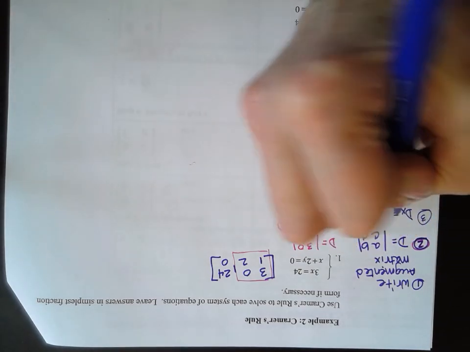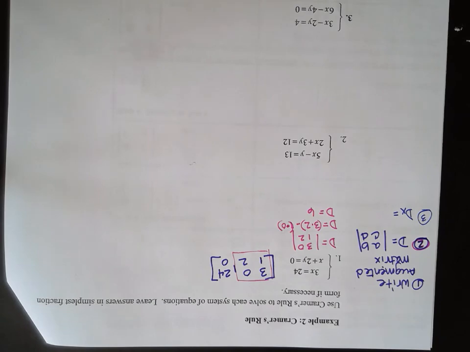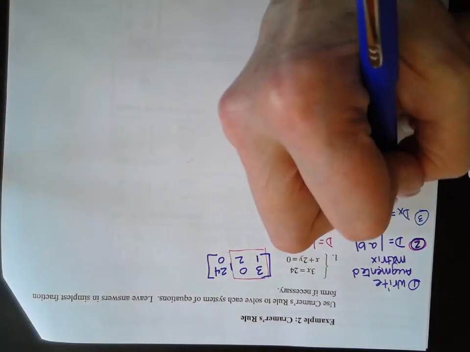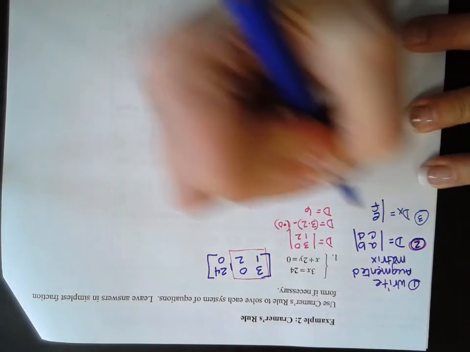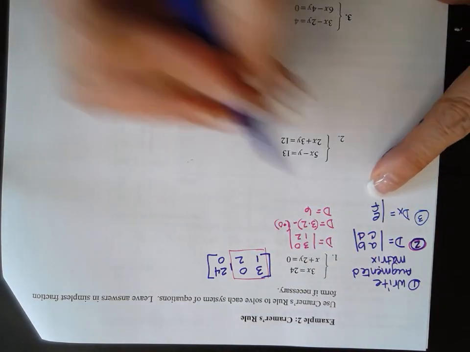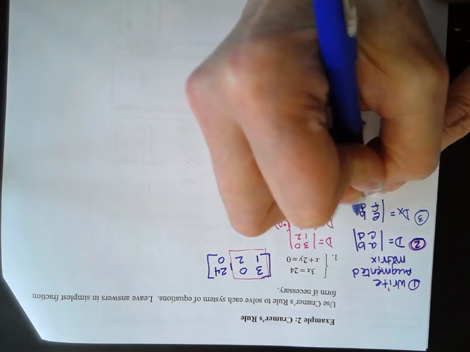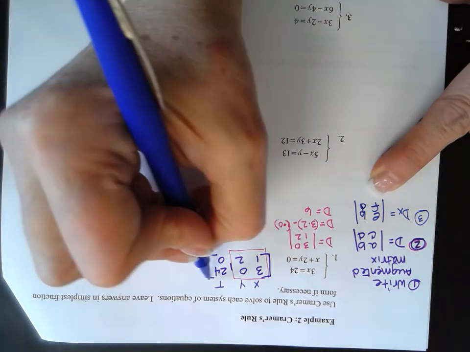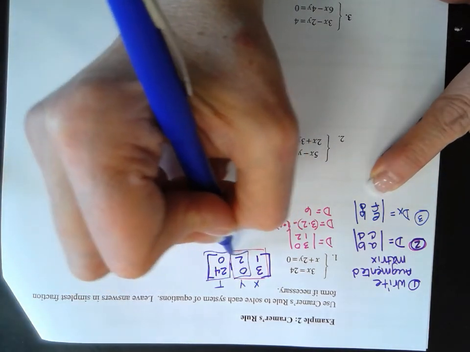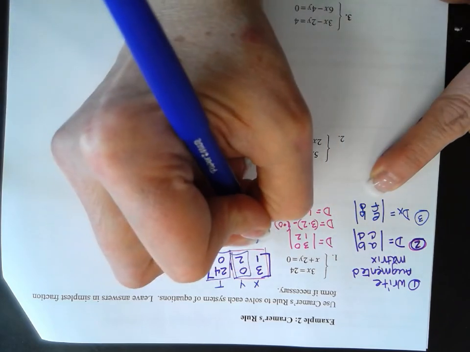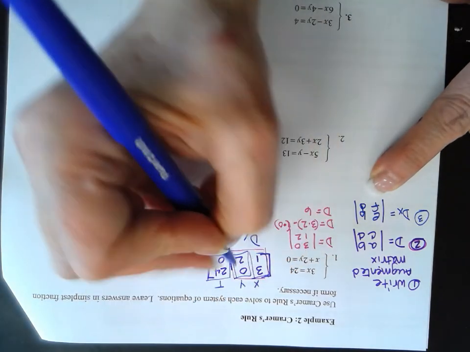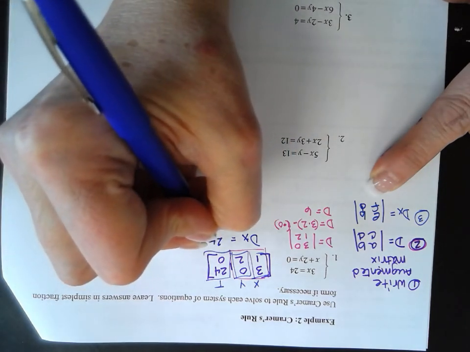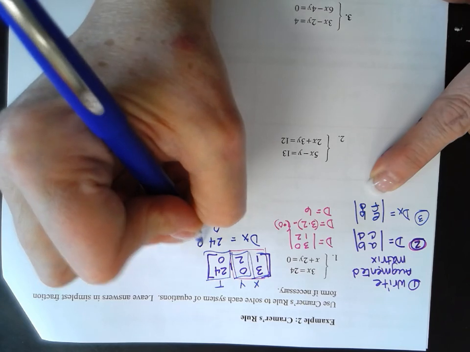Second step, find the D of x, the determinant of x. I need to replace the x column with my total column. I'm going to keep y the same. So this time I'm using this one and this one. So the D of x is going to be 24 and 0, and 0 and 2.